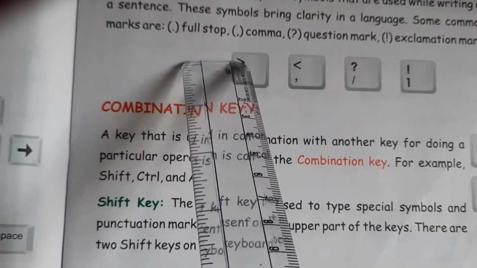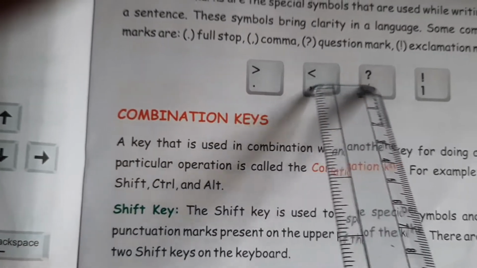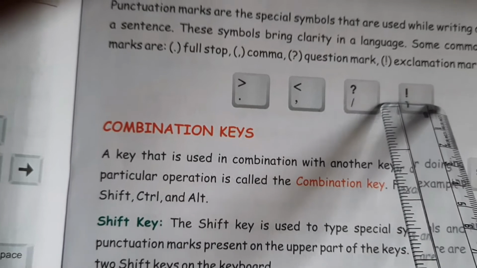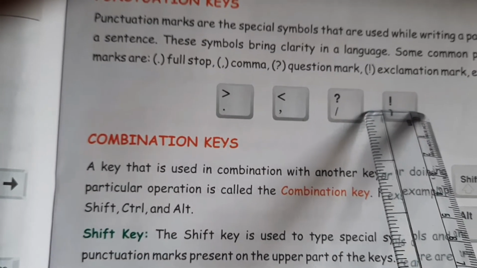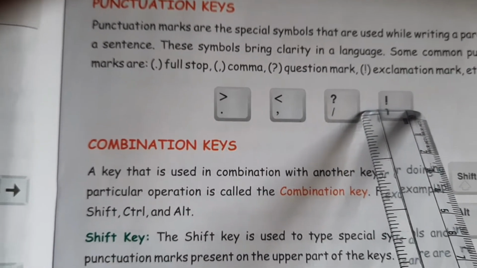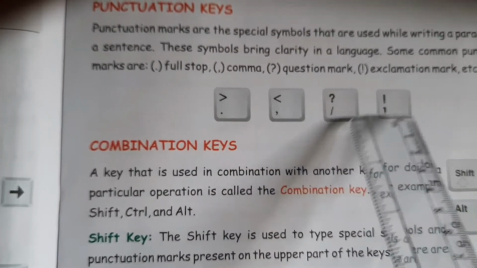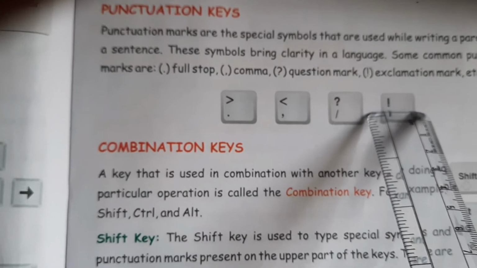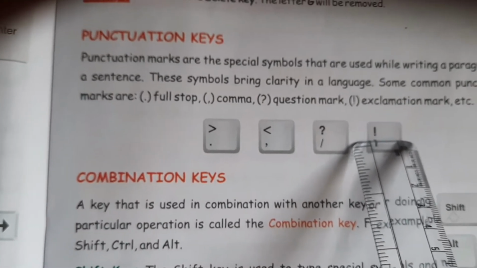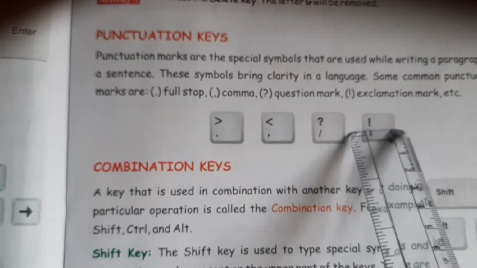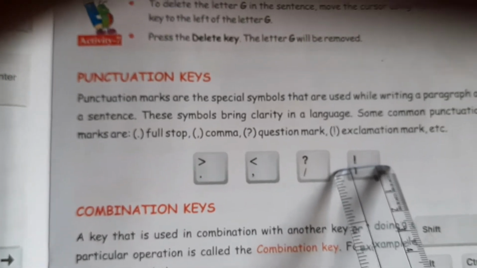But if you want to write something which is on the top part, like this question mark and exclamation mark, you have to use this key with the Shift key. You have to press the Shift key, keep it pressed and then press 1. So it will type the exclamation mark.